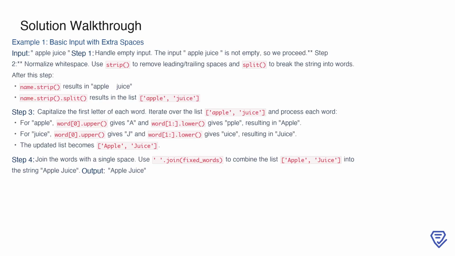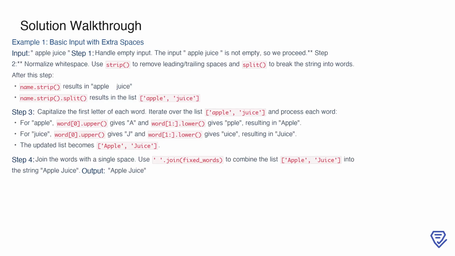In this first example, we start with the input string " apple juice ", which contains extra spaces at the beginning and end. The first step is to check if the input is empty. Since the input is not empty, we proceed to normalize the whitespace. Using the strip function removes any leading and trailing spaces, resulting in "apple juice". Then, the split function breaks the string into words, producing the list ["apple", "juice"].